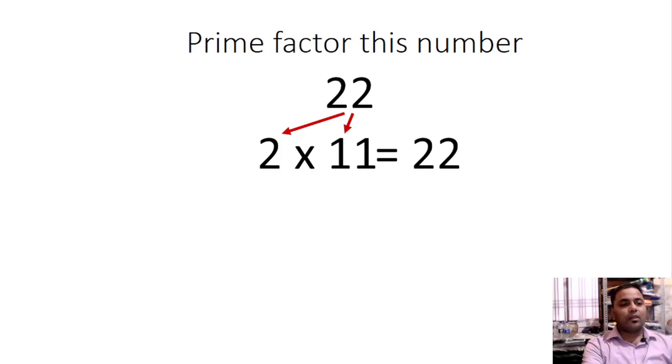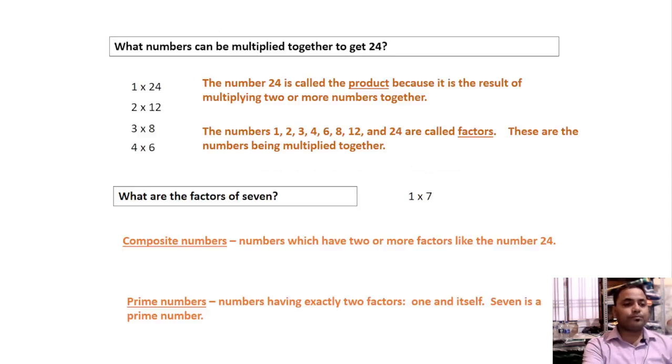For the prime factorization, here is the number 22. So 22 has the two factors 2 and 11 in the form of prime factors. 2 is a prime number, 11 is a prime number, so 2 times 11 equals 22.